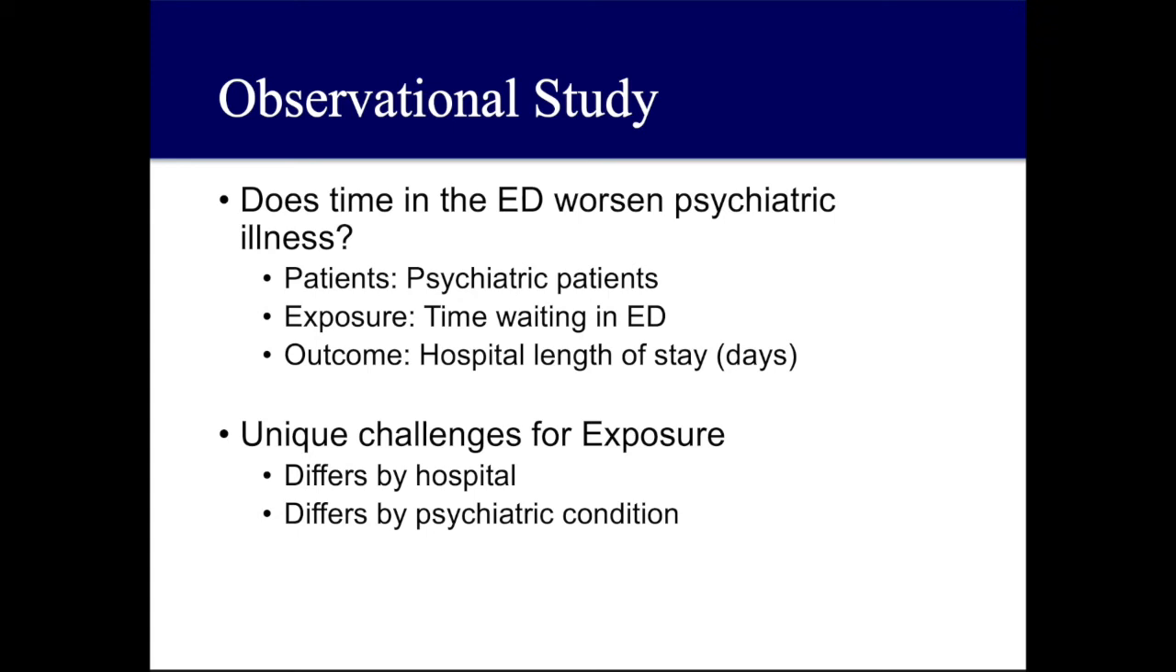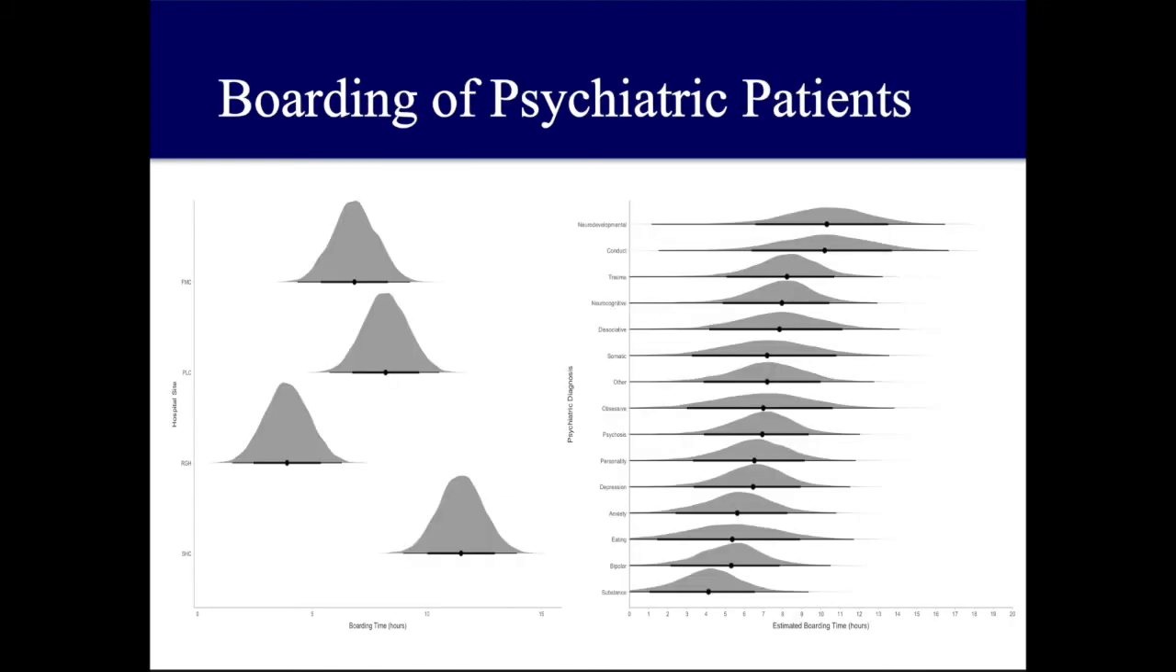There were some unique challenges for this exposure. The first being that the time waiting in the emergency department differed considerably based off of hospitals in the city. It also depended on the specific psychiatric condition that the patient had, because this would control how strict of observation or the type of unit that they would be able to go to. With a Bayesian model, I was able to estimate each of these effects individually while sharing information across these effects. This is a process known as hierarchical modeling.